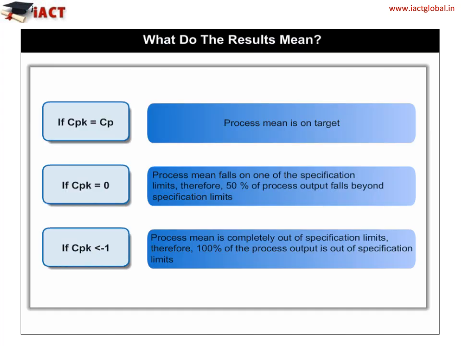What do CPK results mean? If CPK is equal to CP, it implies the process mean is on target. If CPK equals 0, it implies the process mean falls on the specification limits. Therefore, 50% of the process output falls beyond specification limits. If CPK is less than -1, it implies the process mean is completely out of the specification limits. Therefore, 100% of the process output is out of the specification limits.